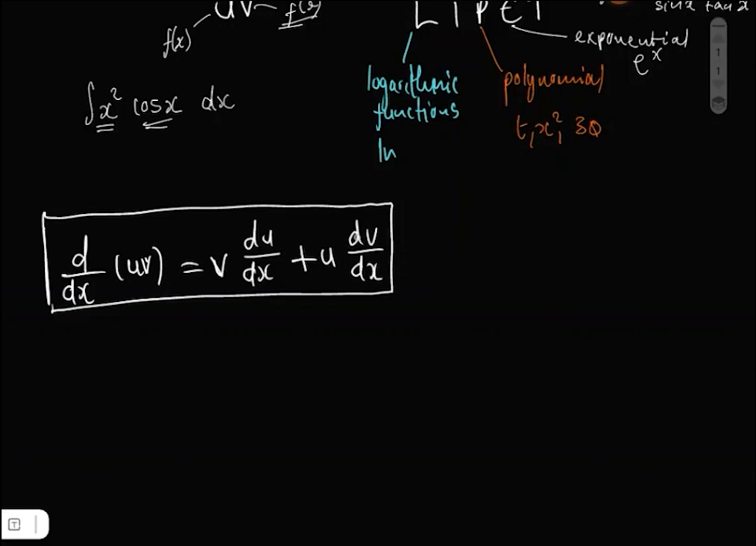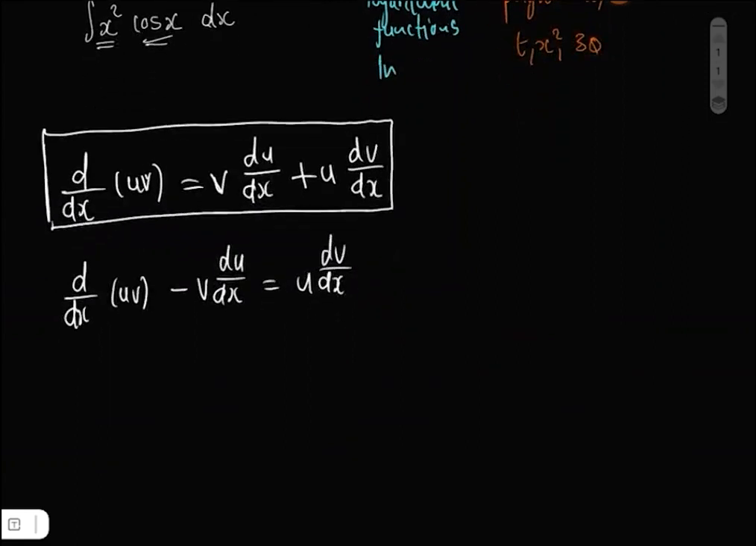Okay? And that would mean we take this v du dx to the other side. So I now have d dx of uv minus v du dx being equal to u dv dx. It's positive, so it stays positive, right? And we can turn around the fraction, not the equation.